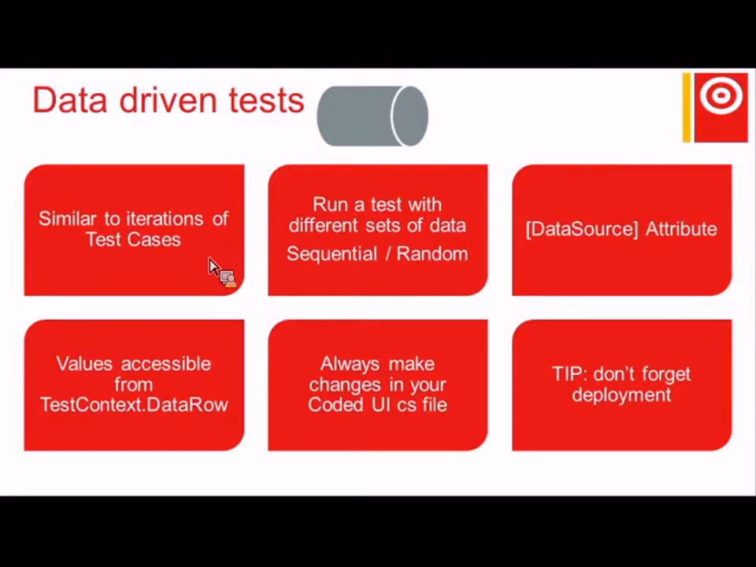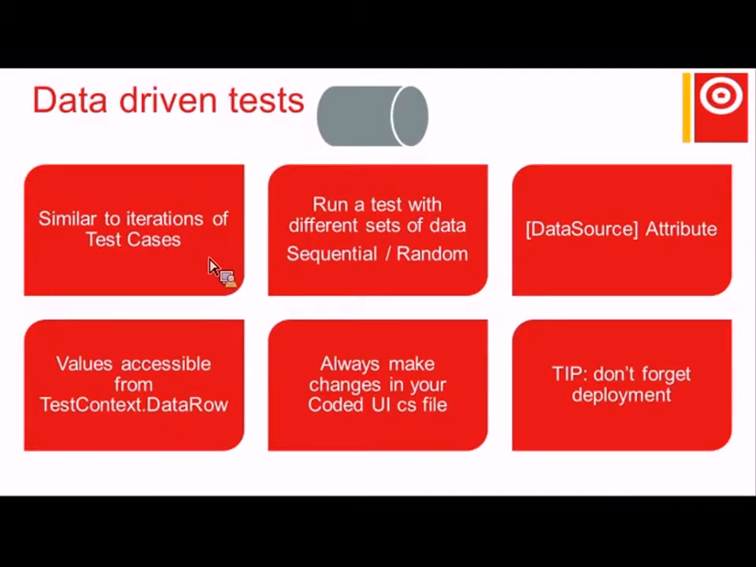We make our test data driven by adding a data source attribute to the code in the same general position as the test method attribute was placed. Having got our test data driven, we've actually got to pick the values from somewhere and put them into our test. And the test context variable contains the data row fields, and our data comes from there.